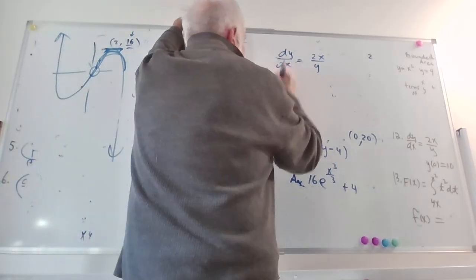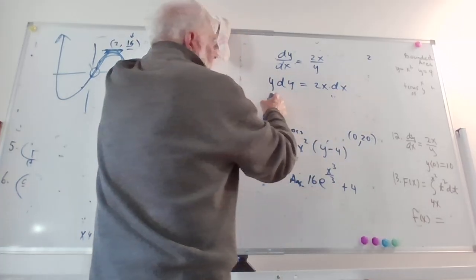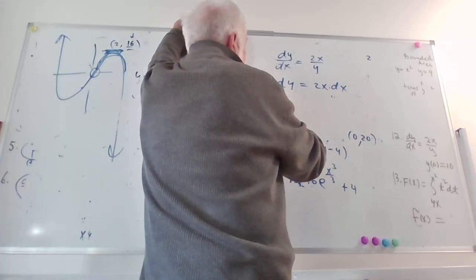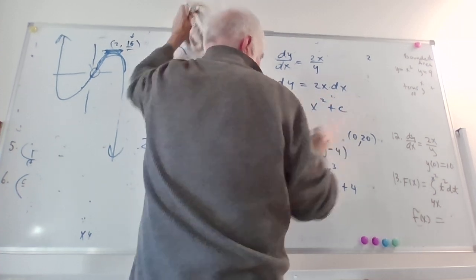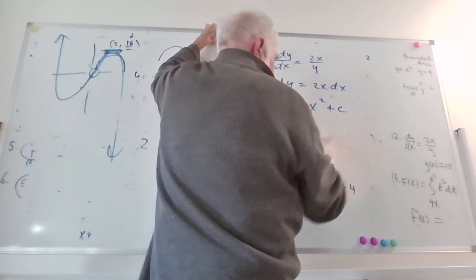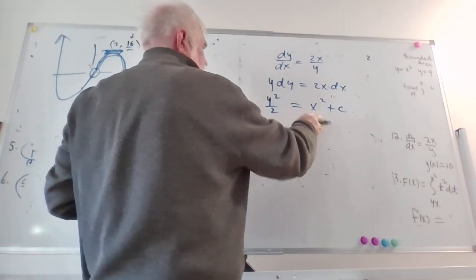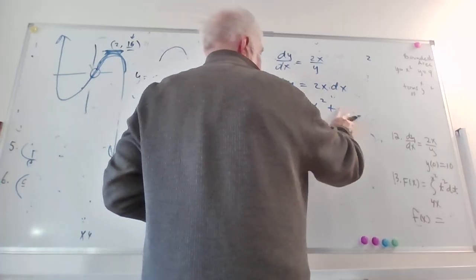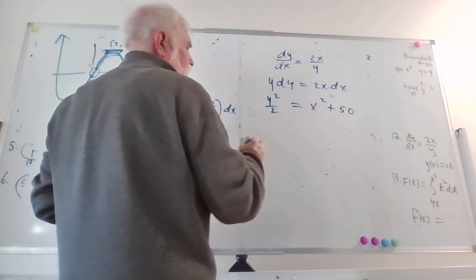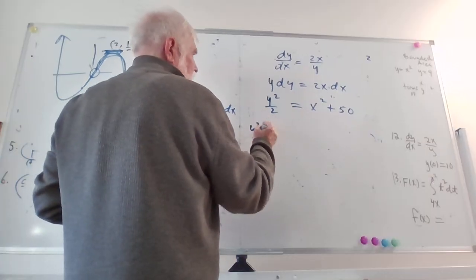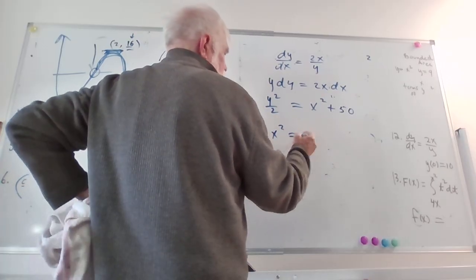All right, so move your variables, get them together, 2x dx. We're going to have y squared over 2 equals x squared plus c. Throw your 0 in right now and get 10. Okay, so 0, 10, throw in 0 and 10. We've done this problem before. That's 50. Doesn't hurt to do the same problems over. So therefore, I now have y squared minus 2x minus x squared equals 100.